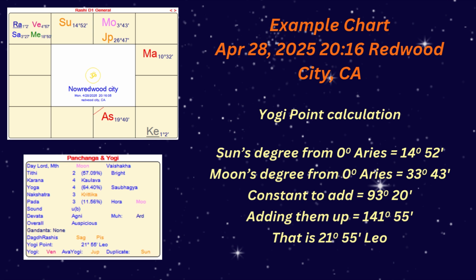Now let's determine where that lands in the zodiac. Divide 141 degrees and 55 minutes by 30 degrees and you get 4 full signs, which brings us to the beginning of Leo with a remainder of 12 degrees and 55 minutes. So the Yogi point is located at 12 degrees and 55 minutes in Leo.